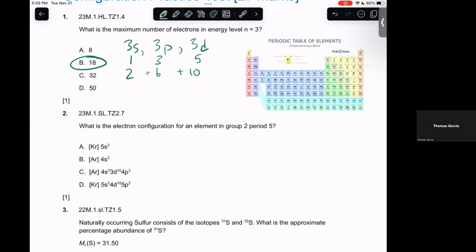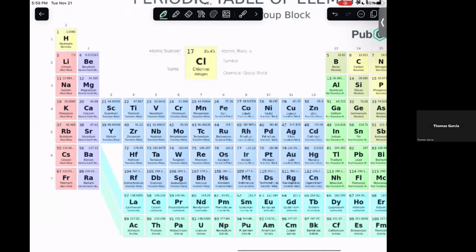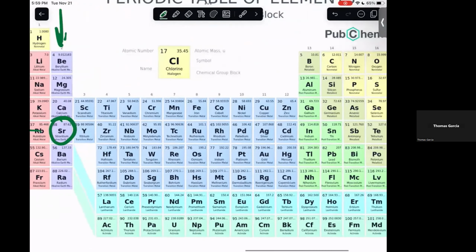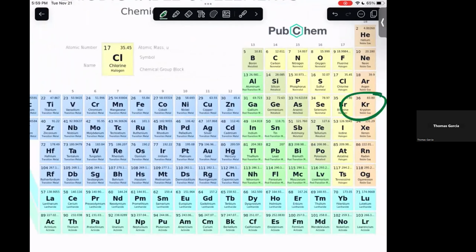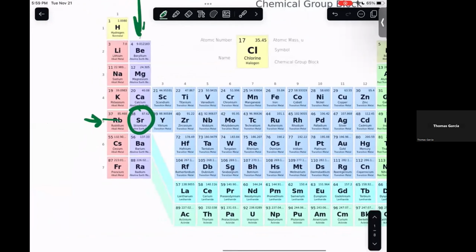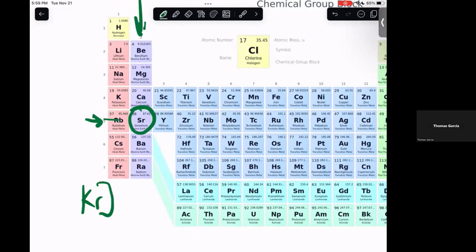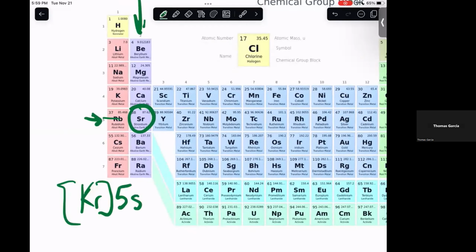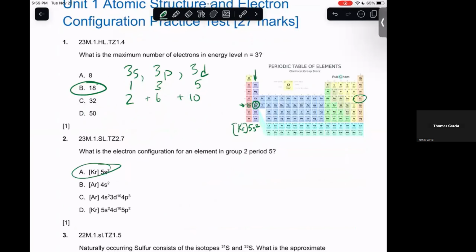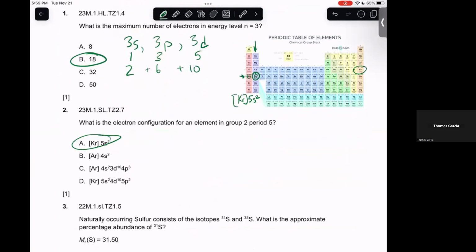What is the electron configuration for an element in group 2, period 5? Well, I have my periodic table here. Group 2 is this vertical column. Period 5 is this horizontal row, so strontium. So looking backwards, we are at krypton. So we're going to be krypton, and then 5s, and then spot 1, spot 2, 5s2. So we're looking at A, krypton, 5s2.